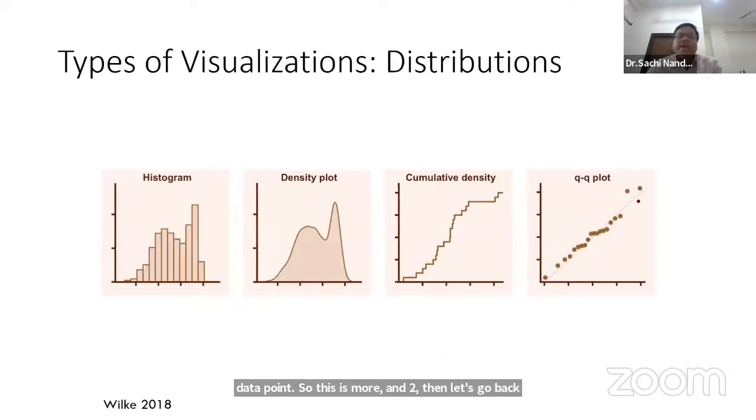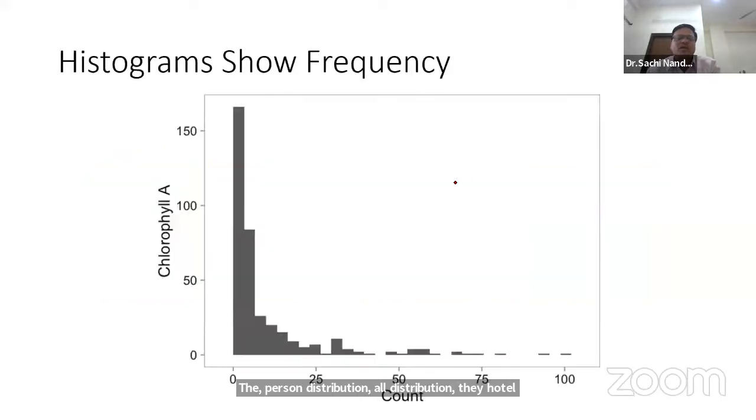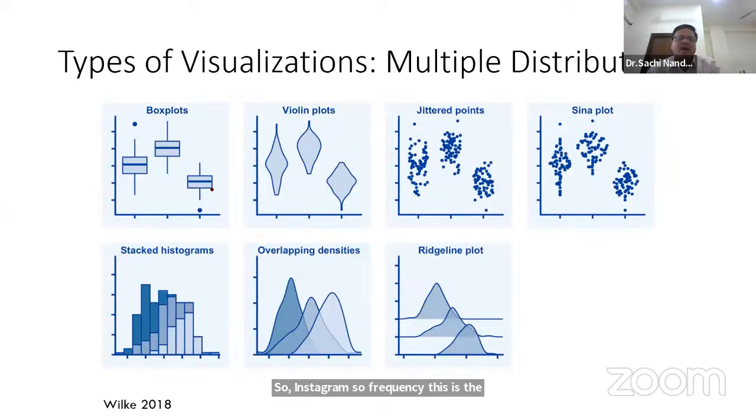As I already told you, in distributions, the histogram will tell the mean, median, mode of a particular data set, and the density plot, the Poisson distribution, the cumulative distribution function, then Q-Q plot. So the histogram shows frequency, this is the count, and these are the different types of multiple distributions.